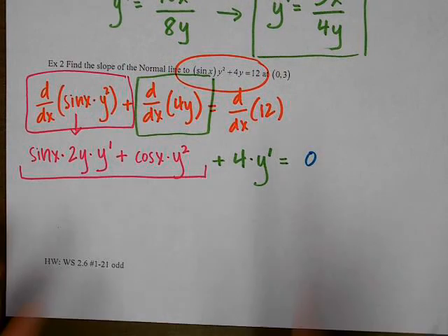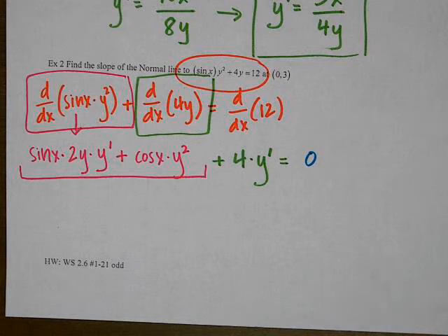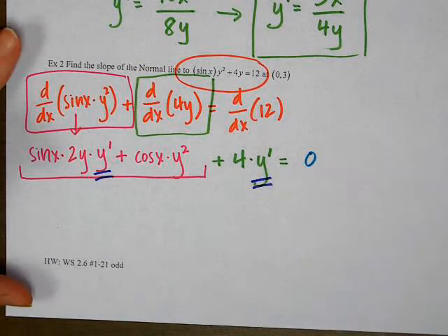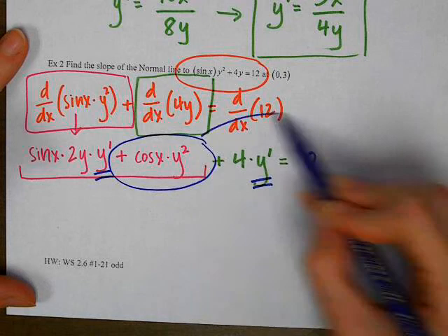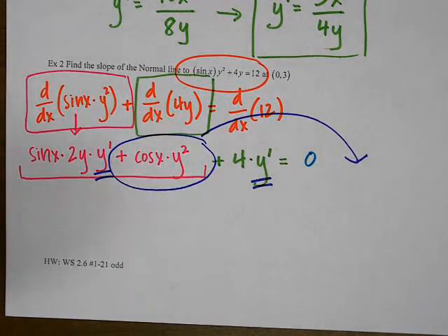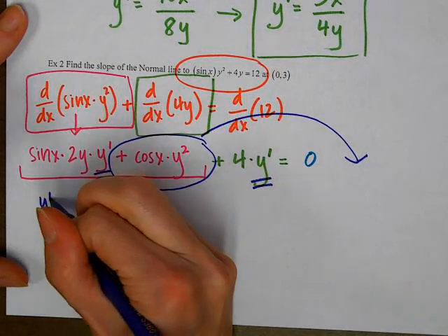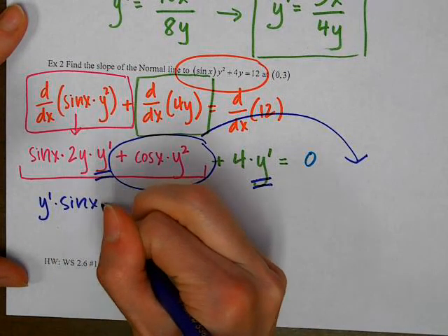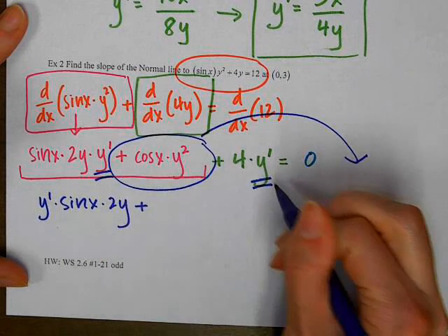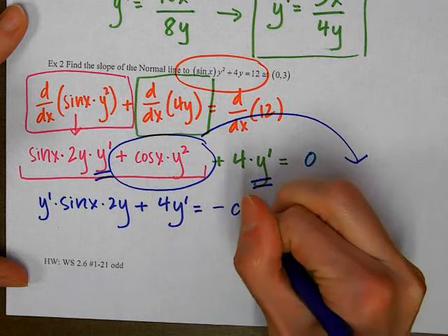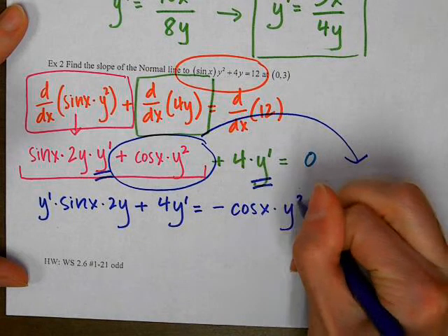And now what we need to do is solve for y prime. Let me get a new color here. Okay, so this term has a y prime and this term has a y prime, which means I'm going to move the one without the y prime over to the other side. So we have, and I'm going to write this a little differently, y prime times sine x times 2y plus 4y prime, and then this guy moved over to become negative cosine x times y squared.